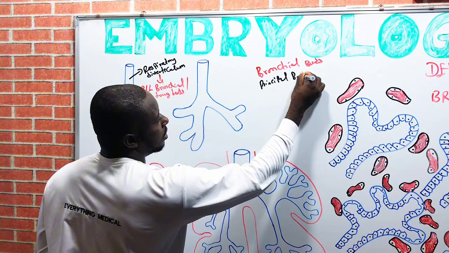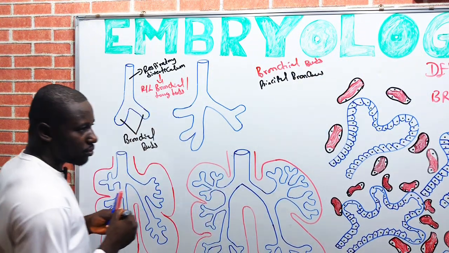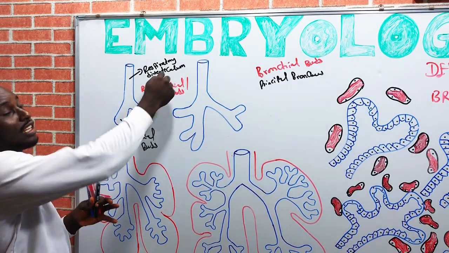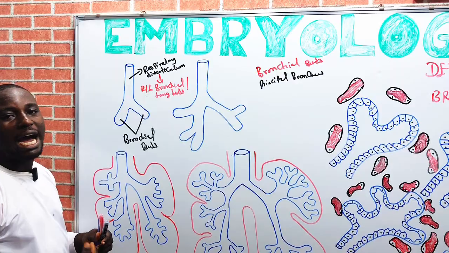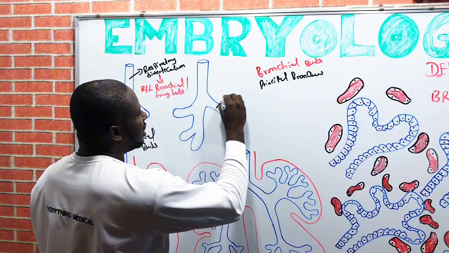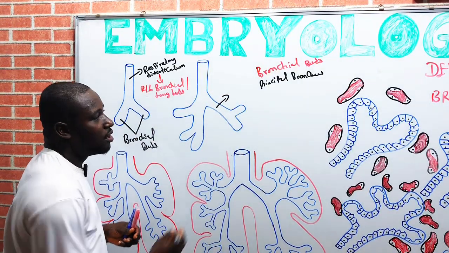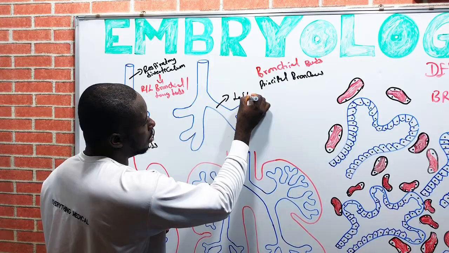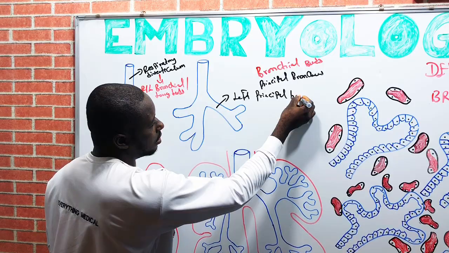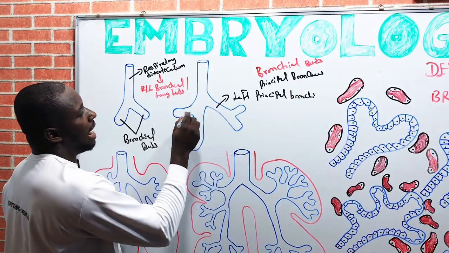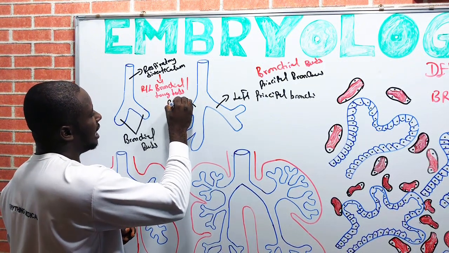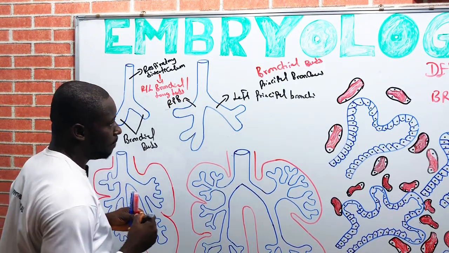Principal bronchus. However, two divisions from the caudal aspect of the respiratory diverticulum form the right and left principal bronchi. Now, here, this is the left principal bronchi, while this is the right principal bronchi.